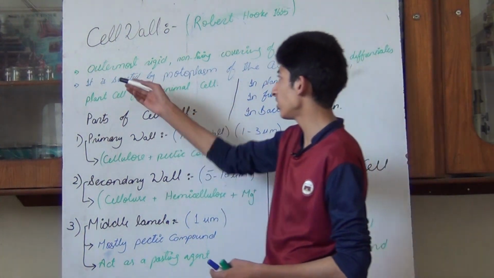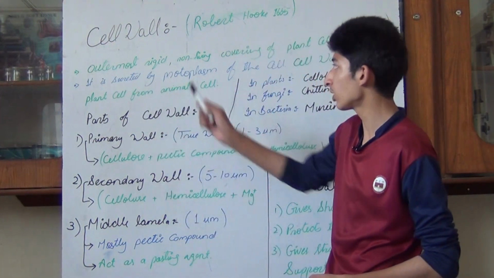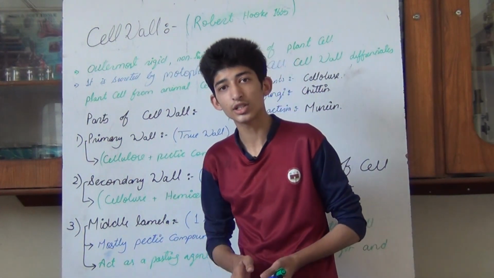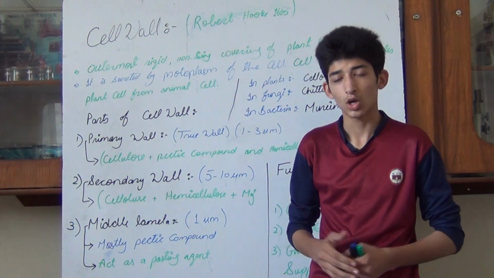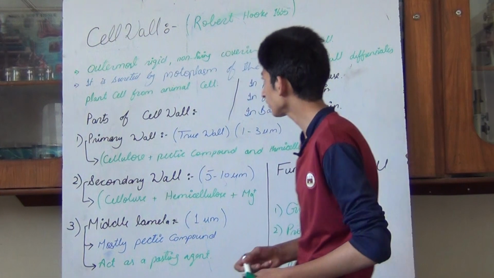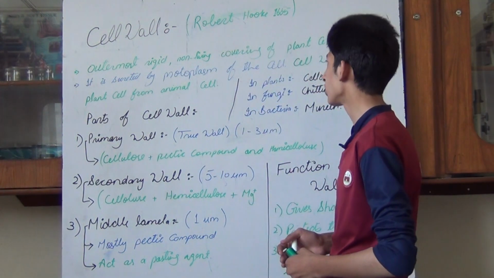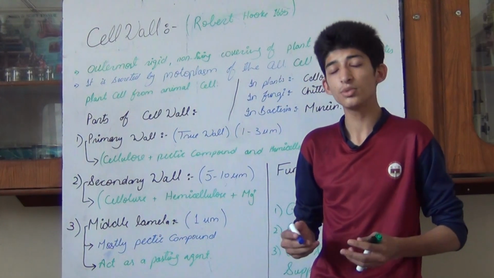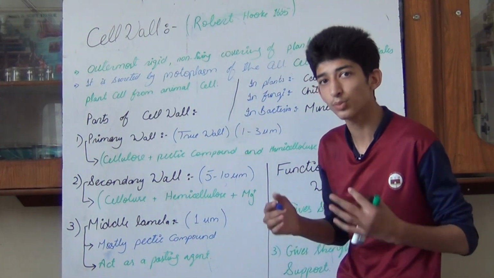Now coming towards the definition, I have written it: the outermost rigid non-living covering of a plant cell, which differentiates a plant cell from an animal cell. Or we can say it is the outermost covering of a plant cell, and it is secreted by the protoplasm of the cell.